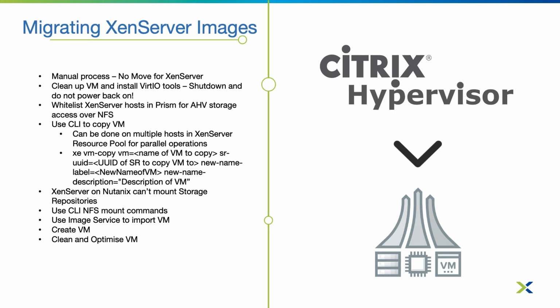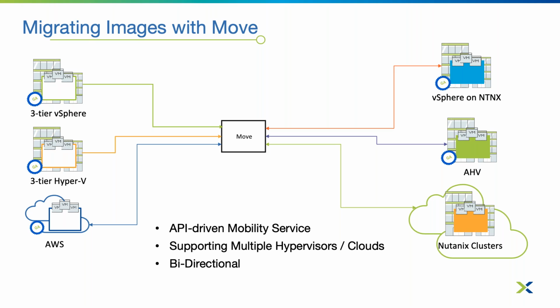Now, as far as other hypervisors, as Dave advances the slide here, I talked about we do have a product called Move, and so customers that are coming from Hyper-V or vSphere to AHV or vSphere on Nutanix, you can migrate that, move that over. Or if you want to go bidirectional from clusters to AWS or AHV to AWS, we have that capability as well.